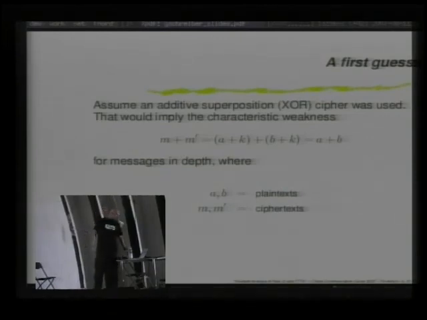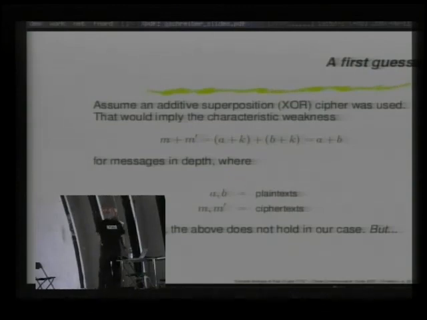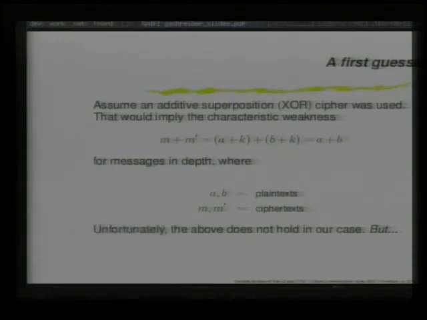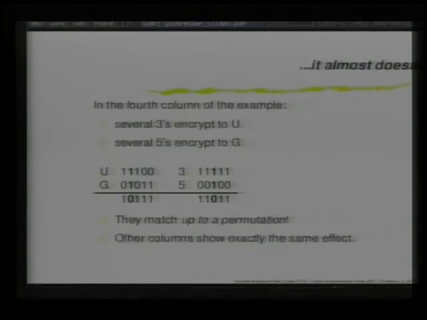This is just a characteristic when using this kind of cipher, and you can just check if it holds to check your assumption, your guess. And in fact, in our case, it doesn't. So the machine is not exactly using an XOR cipher, but it almost does. If you take, for example, the 3 and the 5, and the U and the G, encrypted with the same key, that means they appear at the same position in the messages.